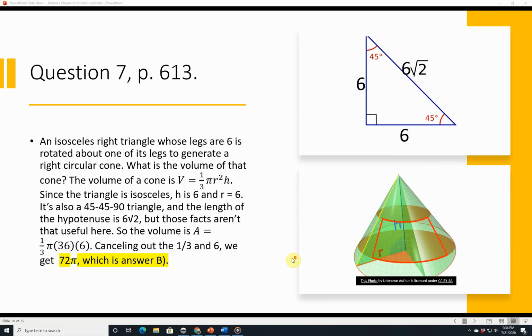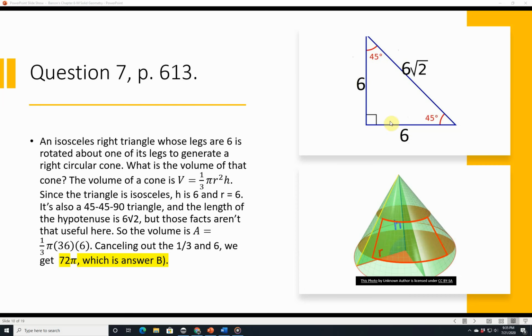Alright, let's move on to the next one. Question 7, page 613. An isosceles right triangle. Hey, we have this isosceles right triangle again. So we know isosceles right triangle, you should automatically know 45, 45, 90. Why? Because it has equal legs. That's what isosceles means. And obviously equal legs means that the angles across from those equal legs are also equal. If you know this is a right triangle, then the other two angles have to add up to 90, so it's got to be 45, 45, 90.